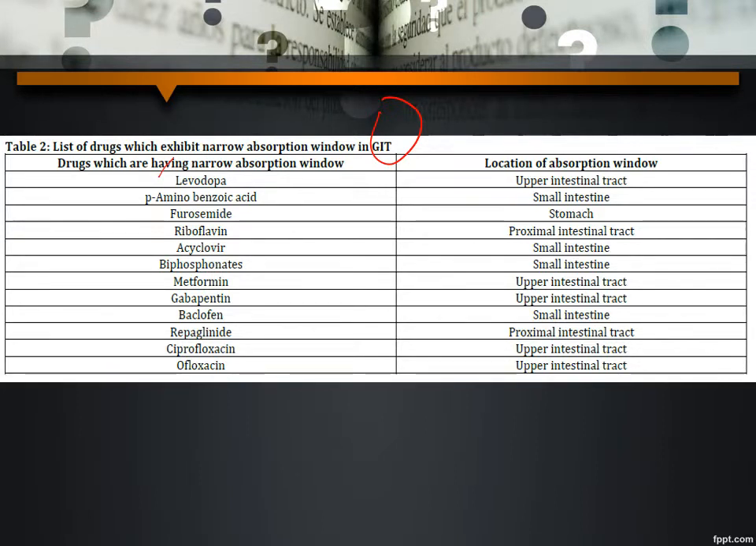And if you observe, we have levodopa, p-amino benzoic acid, furosemide, riboflavins, acyclovir, biphosphonate, metformin, gabapentin, baclofen, ciprofloxacin, and ovosuccin. Not to worry, you no need to remember every single drug. The important thing that you need to remember is the principle of how a drug with narrow therapeutic window can affect bioavailability.